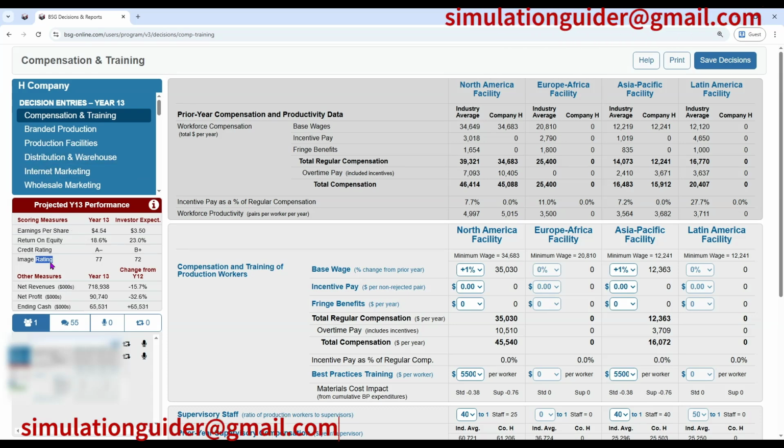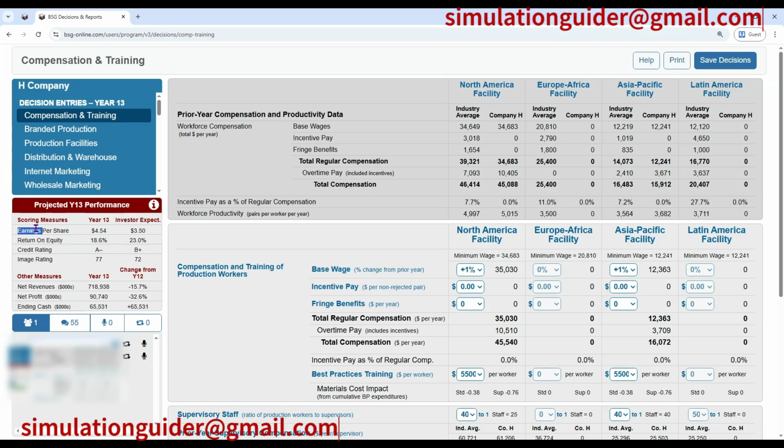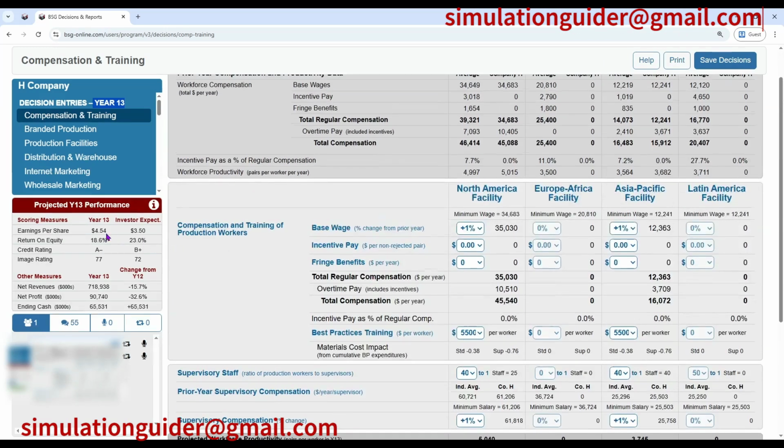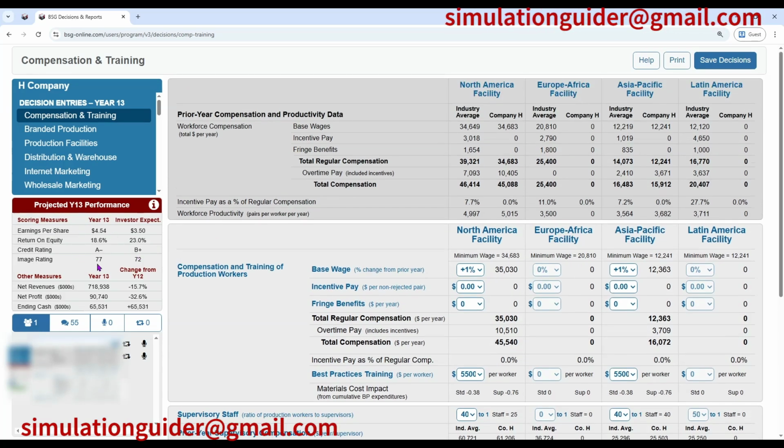So first things first, we shall start with the first one, which is the EPS, which is also called the earnings per share. Currently we are in year 13 of the simulation. I haven't made any decisions for year 13, but you can see that at the moment we are surpassing the projection, or maybe the investor expectations, for almost all our scoring measures.